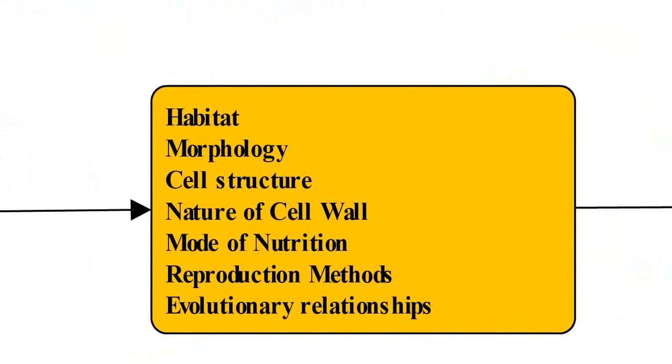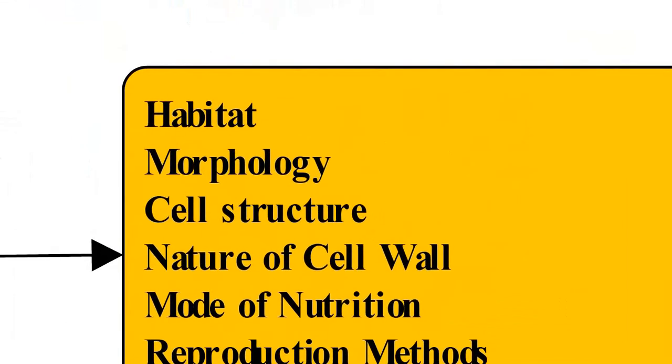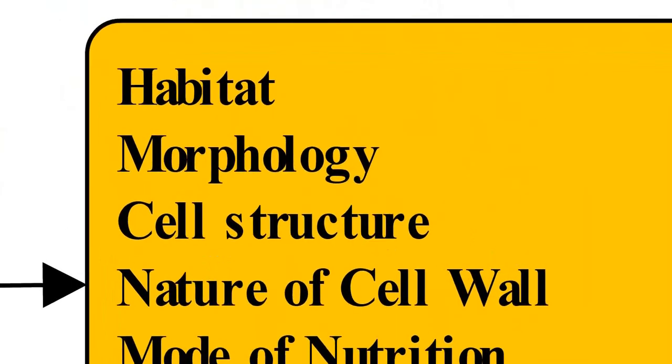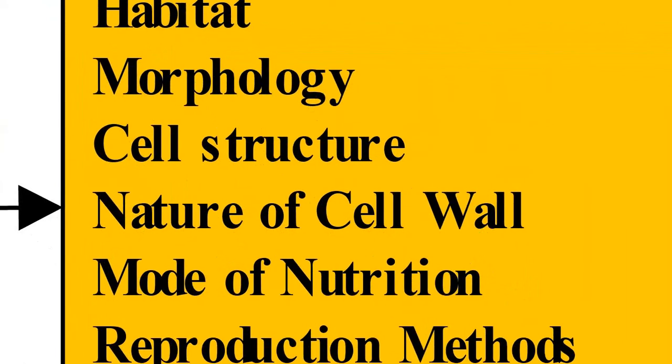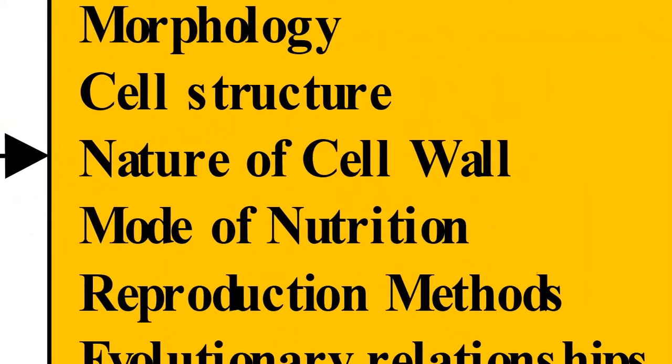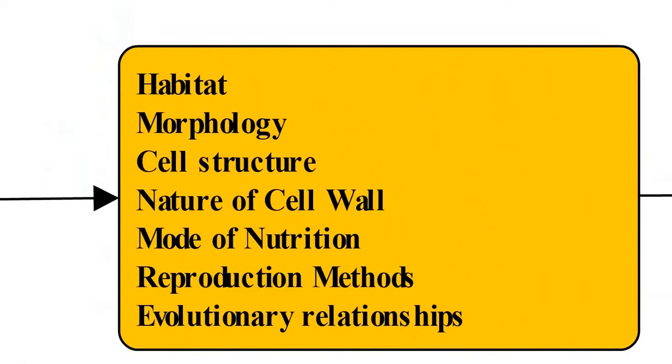Other scientists then tried to classify the organisms by considering multiple parameters, like the habitat, meaning the place where they are living, the morphology, the structure of the cell, the nature of the cell wall, the mode of reproduction and reproduction methods, as well as evolutionary relationship. Based on all these characters, other scientists tried to classify the organisms into different groups.